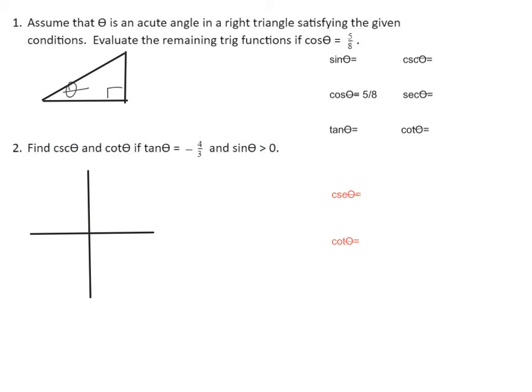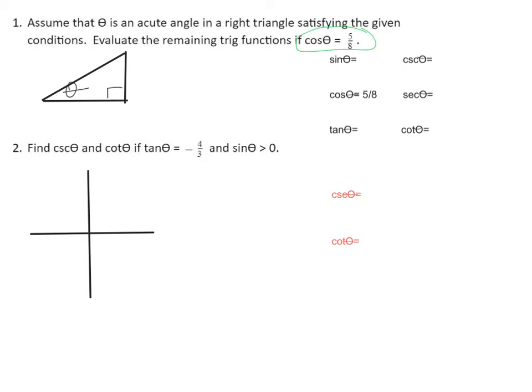So here we are moving on to page 7 of our notes and the last 4 examples for this video. Each of these will be a little bit different from the last. Number 1 on this page says that we are going to assume theta is an acute angle, so less than 90 degrees, in a right triangle satisfying the given conditions. We want to evaluate the remaining trig functions if cosine is 5 over 8. So that's really what the condition is. Cosine is 5 over 8.